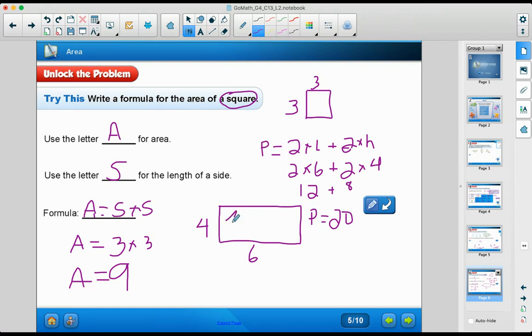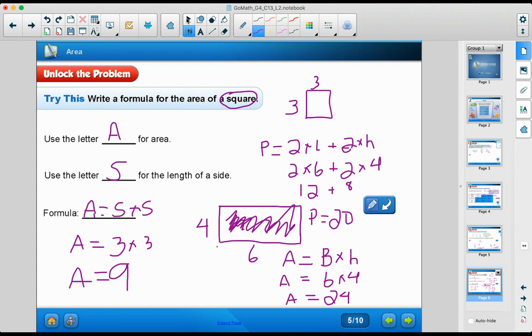The area is this part, the inside, the grass, the inside of your backyard. Area equals base times height. So your area equals 6 times 4. So the area of your backyard is 24. Do you see the difference between perimeter and area? Perimeter is the outside, area is the inside.